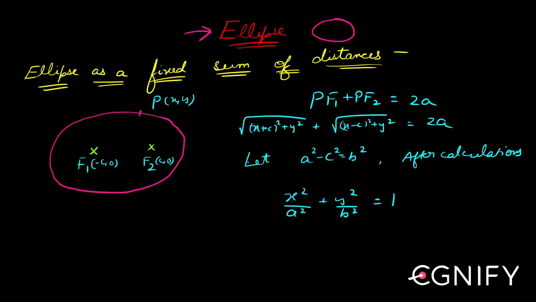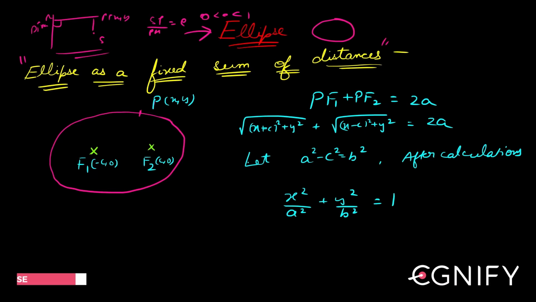So here, this is the first definition. It's a new thing: ellipse as a fixed sum of distances. There is obviously a way to define every conic: you have a directrix, you have a focus, you have a point xy, you find the distance SP, you find the distance PM, and SP by PM is equal to e. That's how you define it, where e is less than 1. For ellipse, if you remember, the condition was 0 less than e less than 1. That is one definition. We'll look into that also, but we'll be starting the chapter with a different type of definition for ellipse.